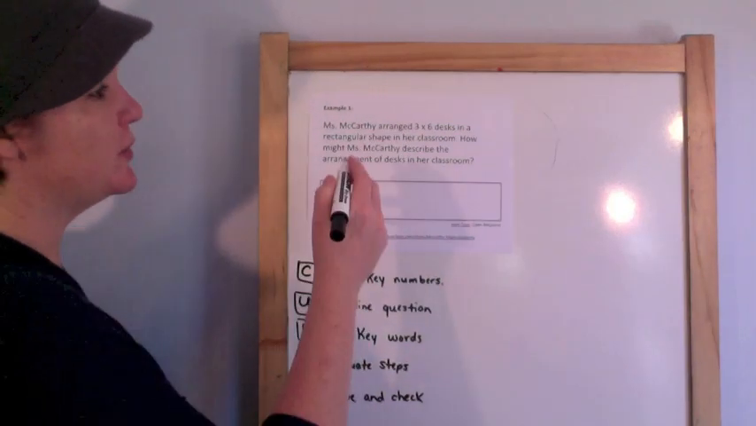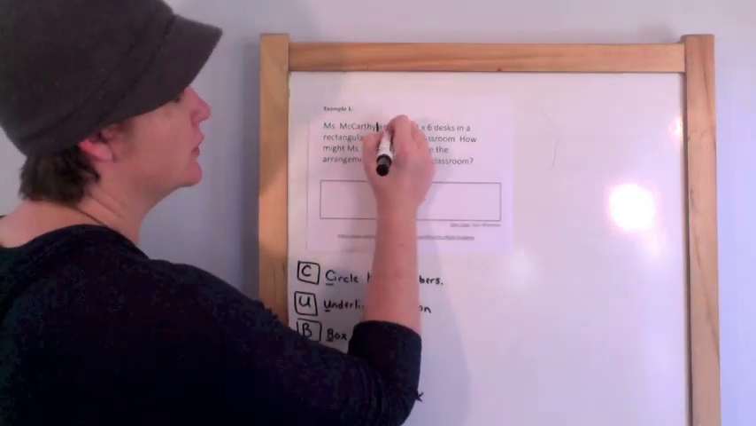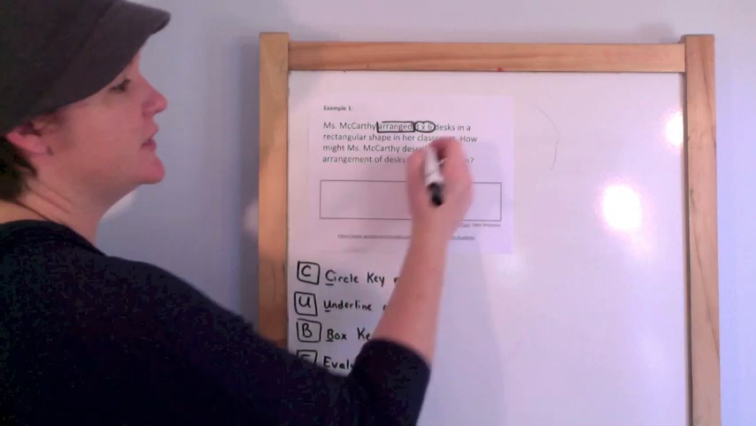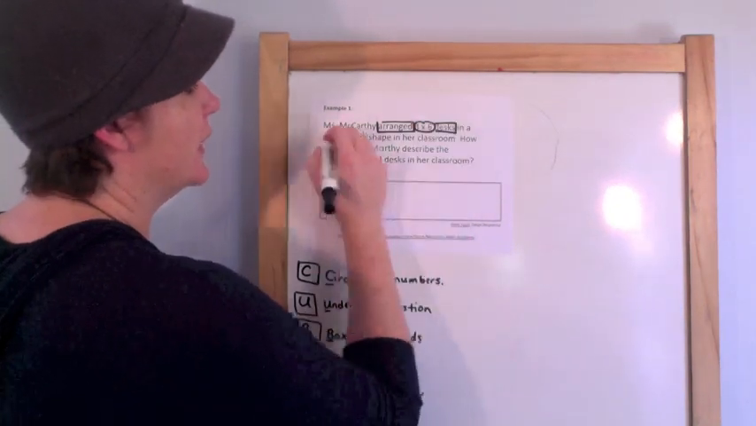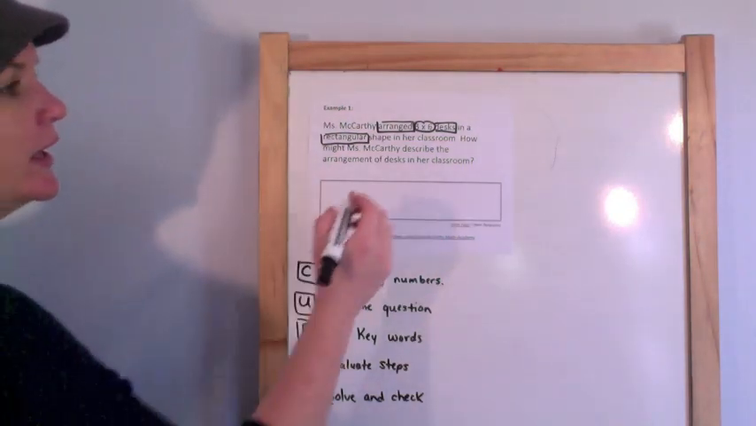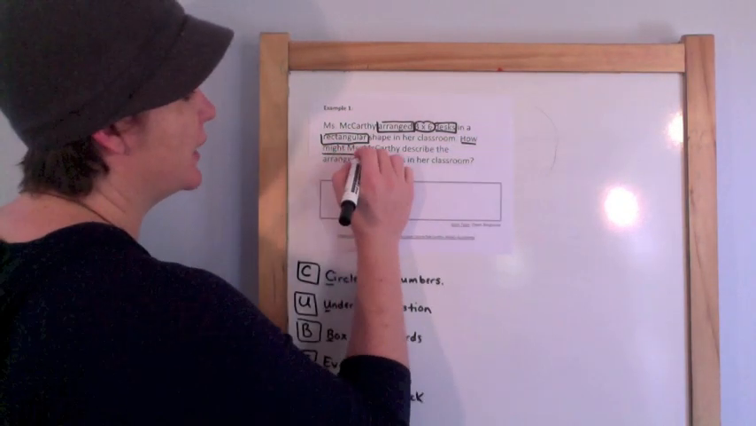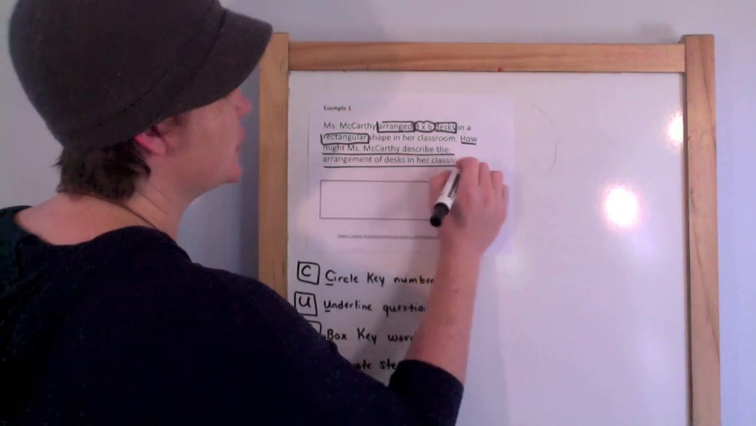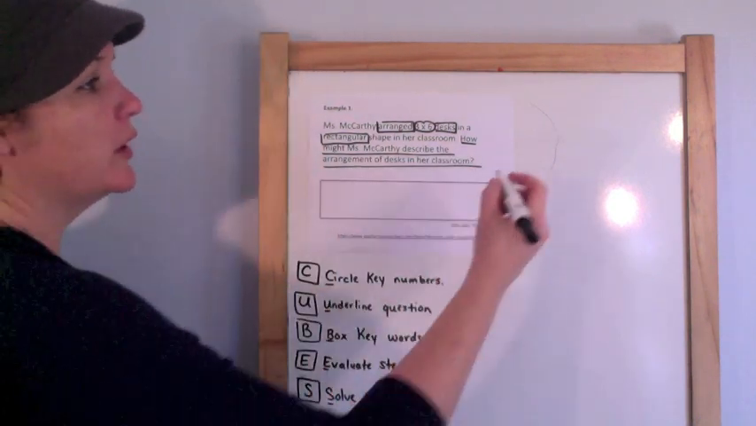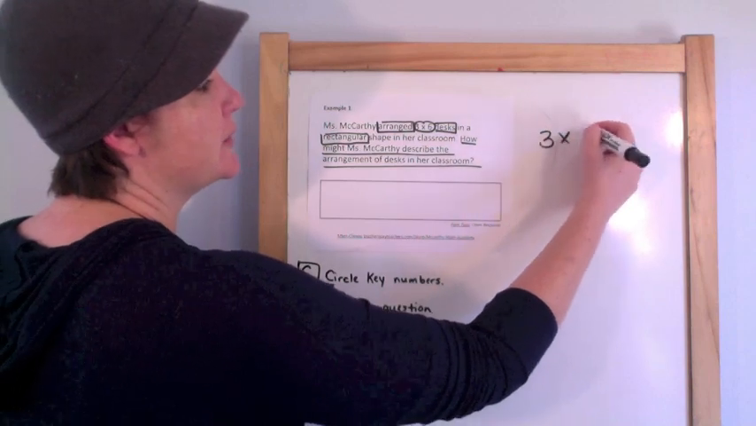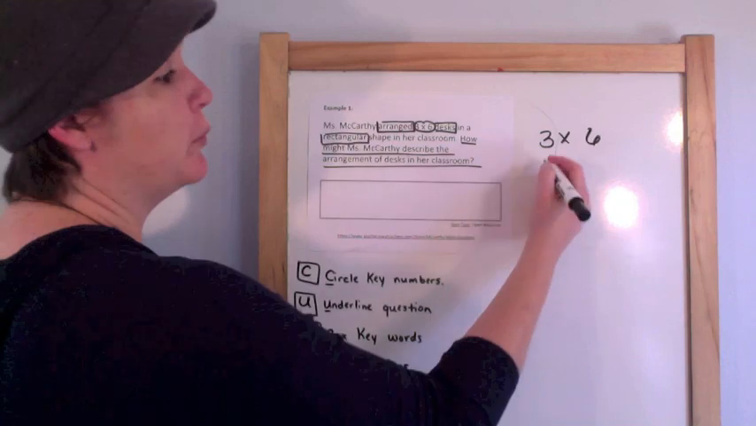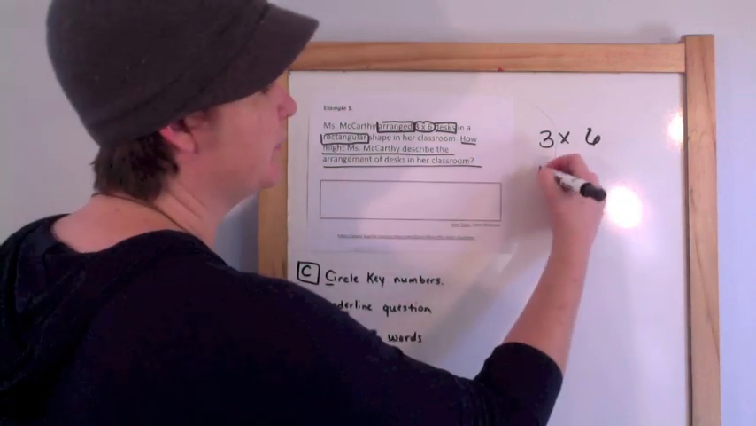So, Miss McCarthy arranged 3 times 6 desks in a rectangular shape in her classroom. How might Miss McCarthy describe the arrangement of desks in her classroom? All right, so 3 times 6. If we want to make this a rectangular shape, that will probably look like an array.